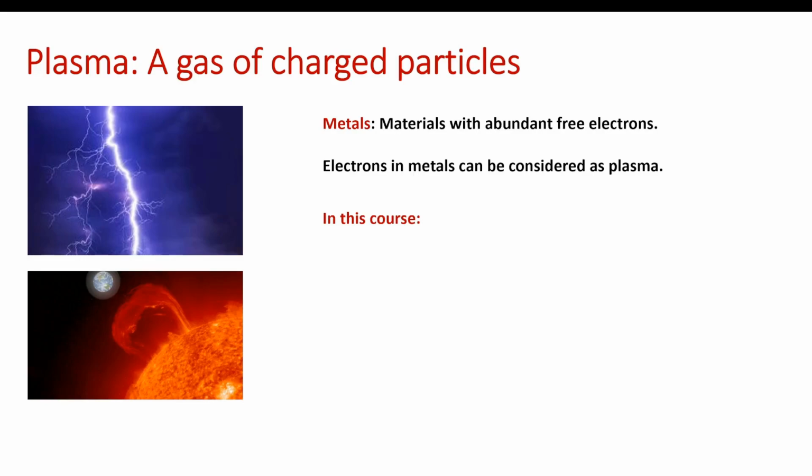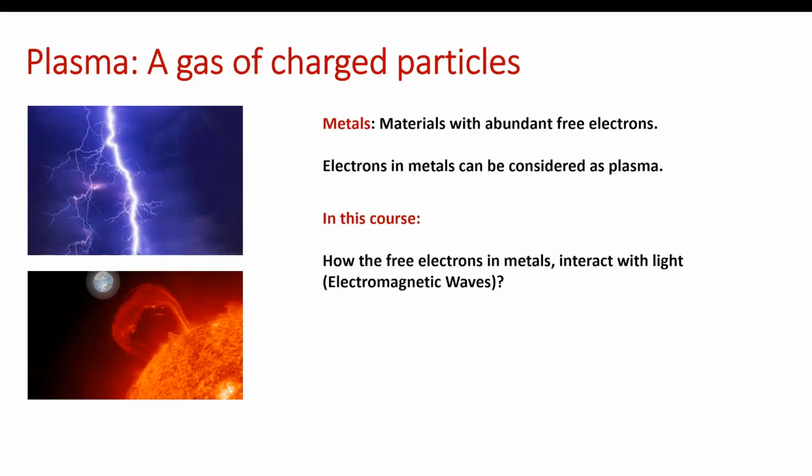In this course, we are going to see how these free electrons in metals interact with light. So what is light? Light is basically an electromagnetic wave. What do we mean by an electromagnetic wave? It is just some electric field and a magnetic field coupled with it. In any electric field, the charged particles will experience a force; if it is a positively charged particle, it will move along the electric field.